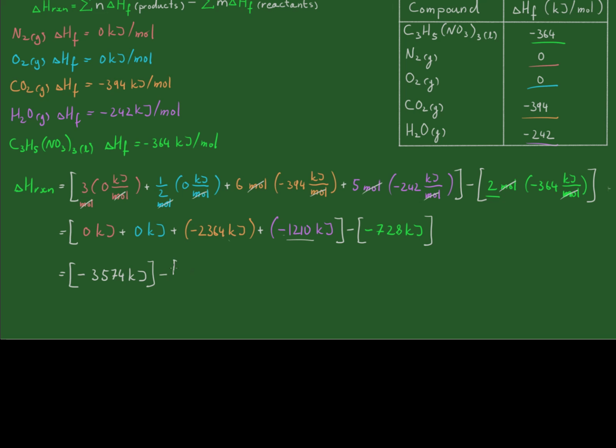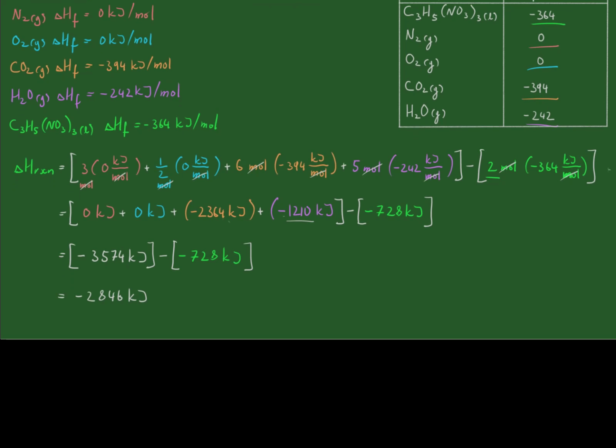Minus negative 728 kilojoules. Minus and a minus make a plus, which means I have negative 3,574 kilojoules plus 728 kilojoules. And that gives me negative 2,846 kilojoules. Now, after such a lengthy calculation, you may go, fantastic, I'm done.